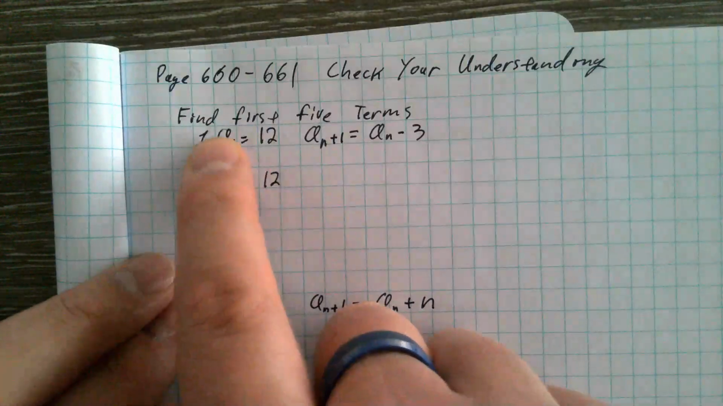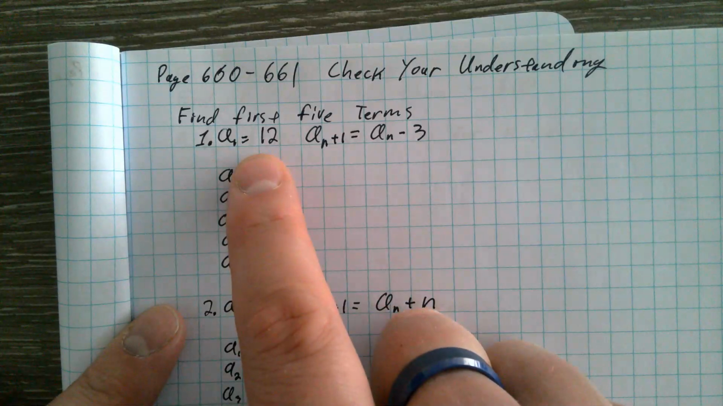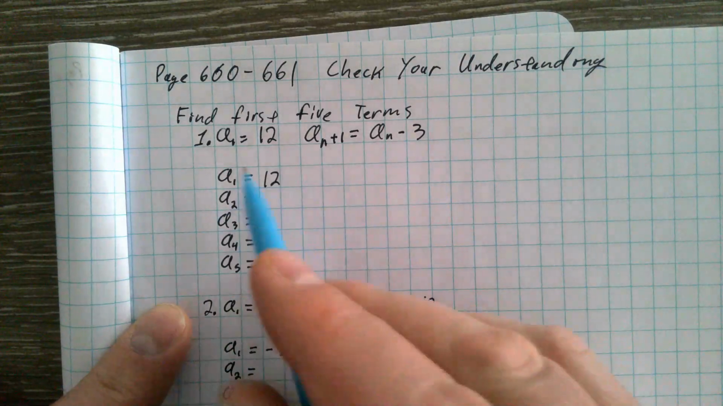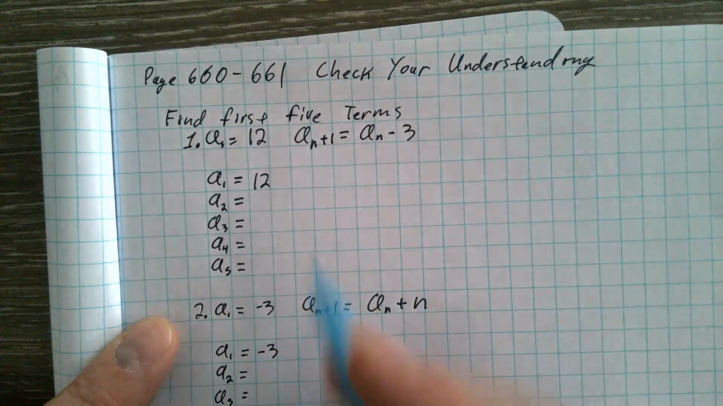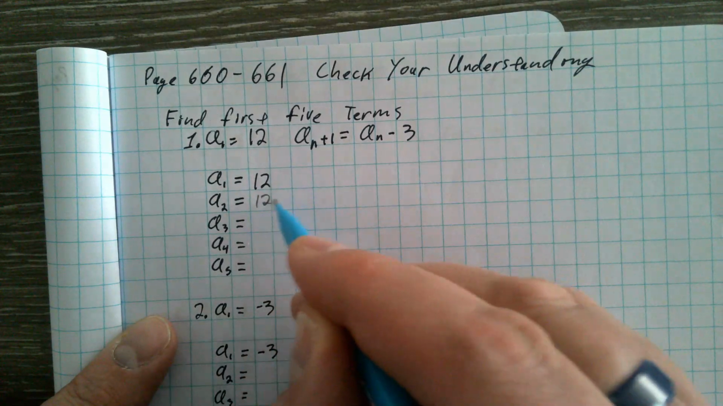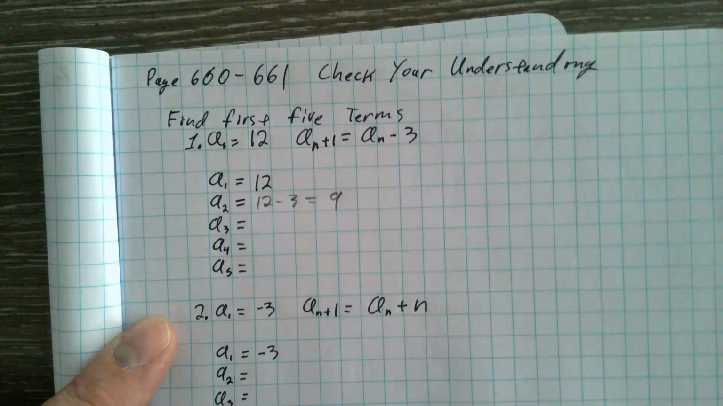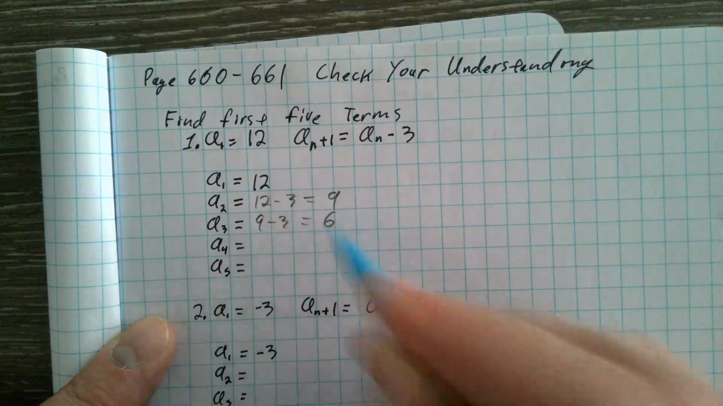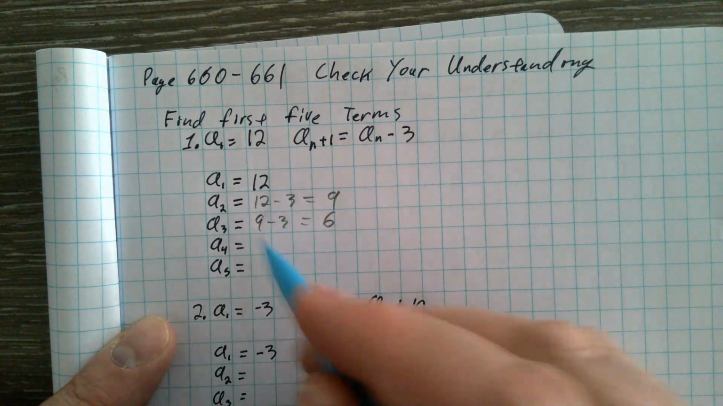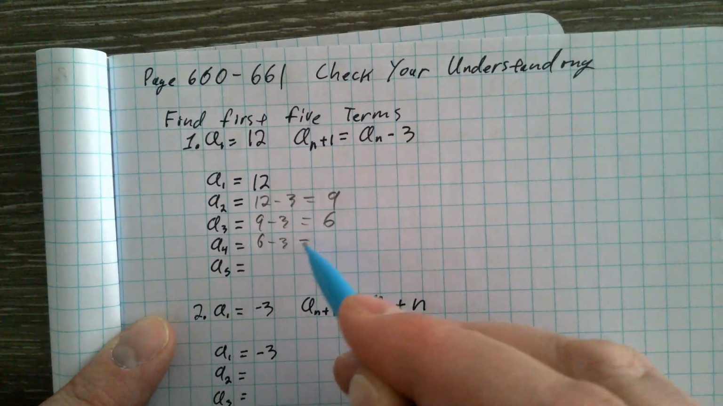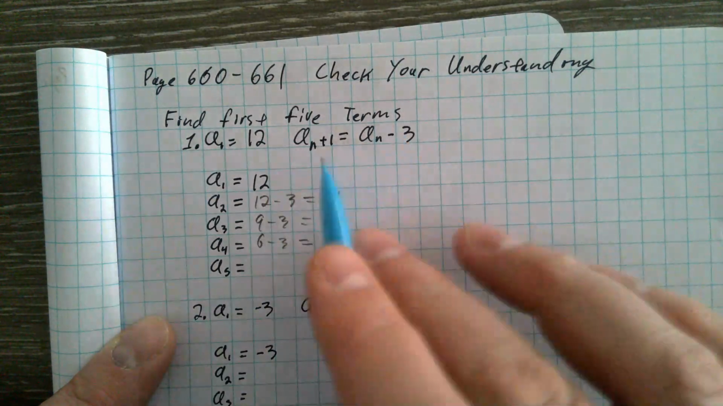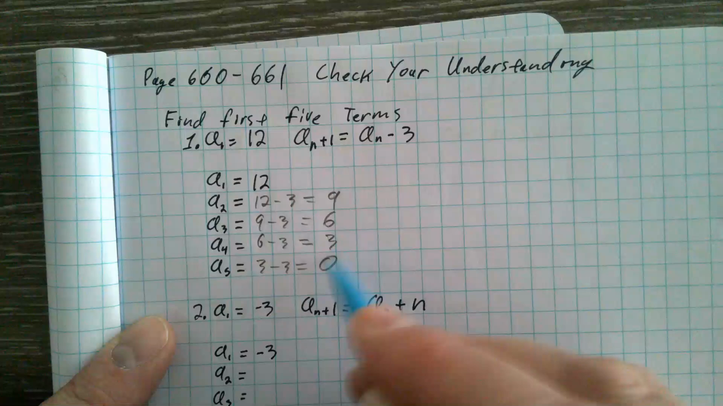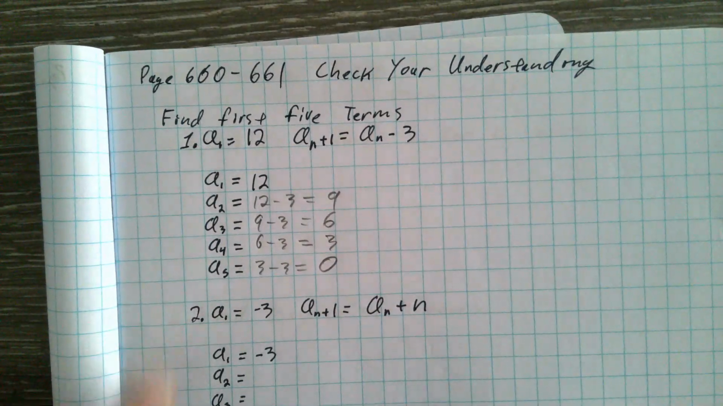So here we are finding the first 5 terms. We are given our first term. We are given our recursive sequence. So what do we do for a term? We take the previous term and we subtract 3. So this is going to be 12 minus 3, which equals 9. This one is going to be 9 minus 3, which equals 6. This one is going to be 6 minus 3, which equals 3. This is going to be 3 minus 3, which equals 0.